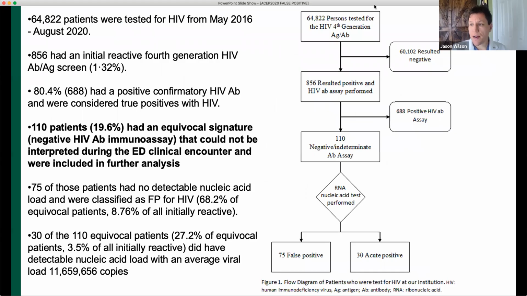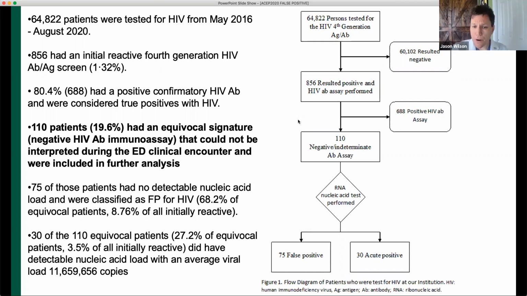Of those 64,000 patients, 60,102 were negative, but 856 of those patients had antibody antigen reactivity. And they had antibody tested after that. So of those, 688 of them were easy. 688 of the 856 have antibody and antigen that are both positive. Those are the easy bucket. You put those in the bucket of positive HIV.